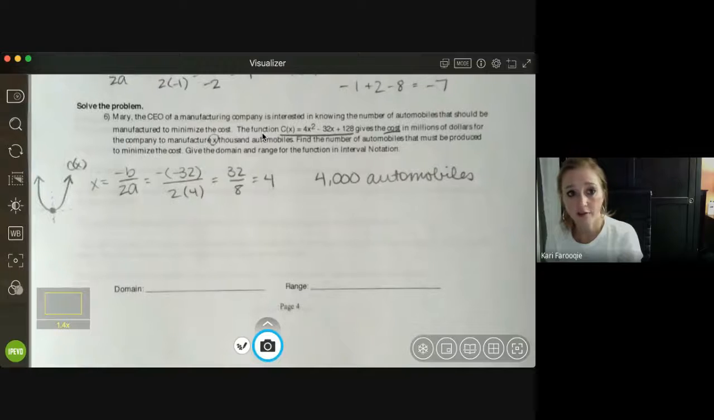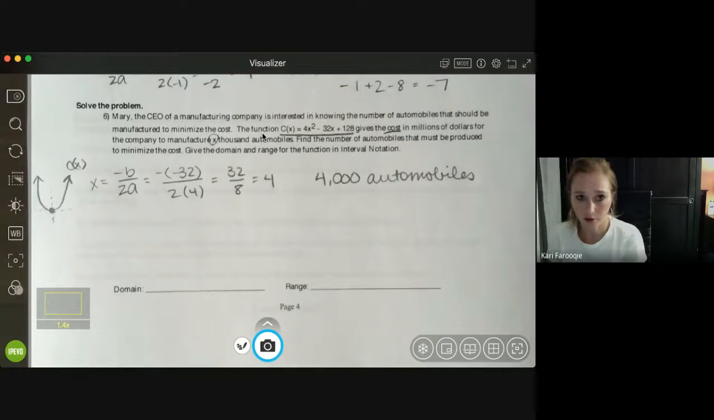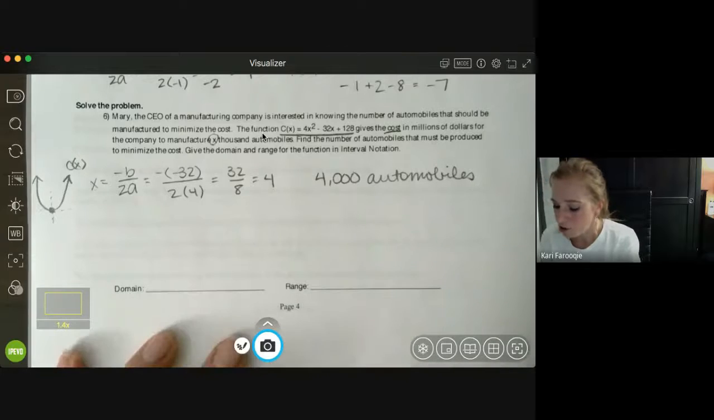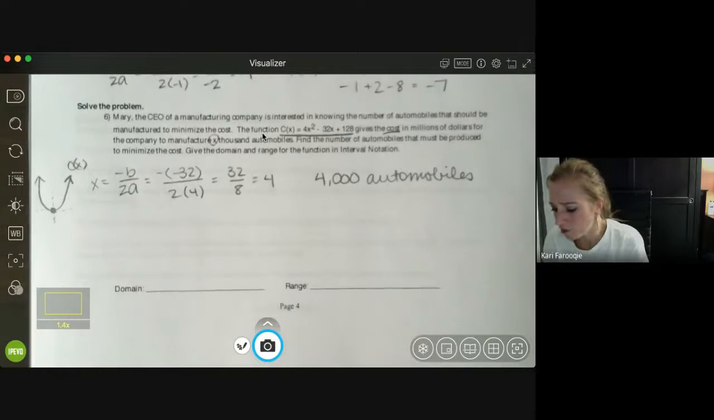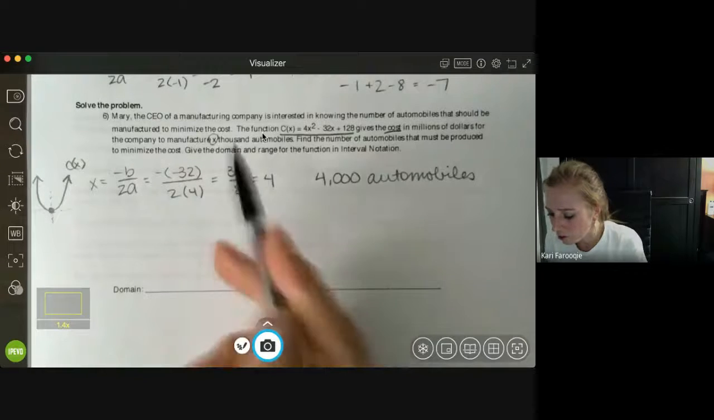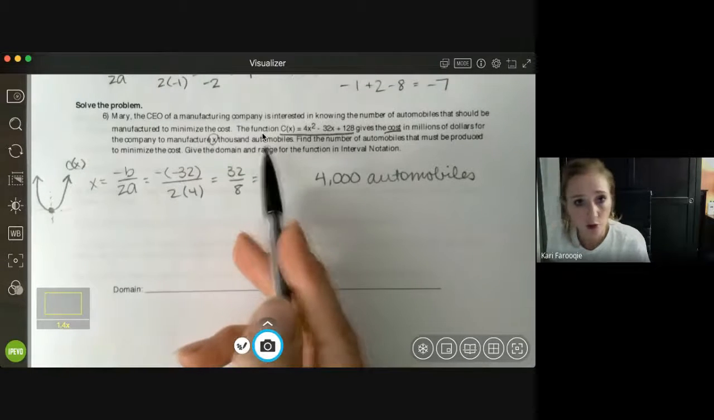Now, you were not asked to find the cost associated with this number of automobiles, so you don't need to worry about finding the y-coordinate of the vertex. Now, the domain and range on this one are a little bit different. Anytime you're talking about real-world applications, you have to consider negative values. As far as the domain is concerned, we're talking about x being the number of automobiles produced.